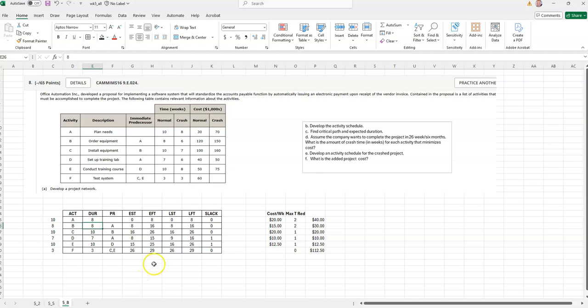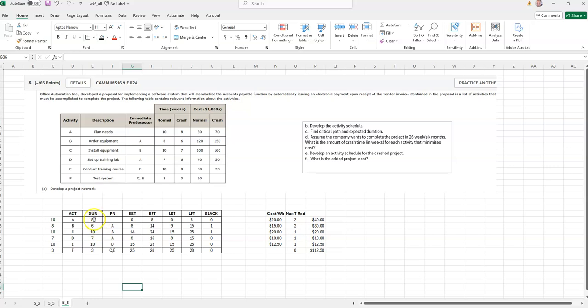We're not down to, let's see, we want to get to 26. What happens if we buy 2 weeks of activity B crash time? This would go from 8 weeks to 6 weeks, and hopefully we're going to get a decrease. That's great. We went from 29 to 28. Notice also, because I've got this formula based, you're going to see a little bit of change in the critical path. That's good. But ultimately, again, just play around with this.